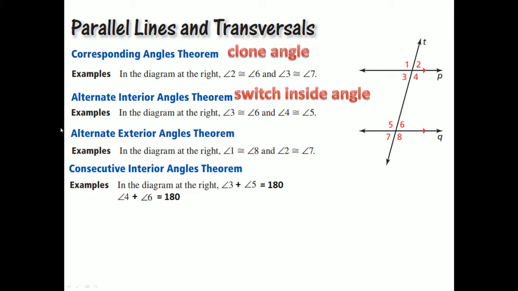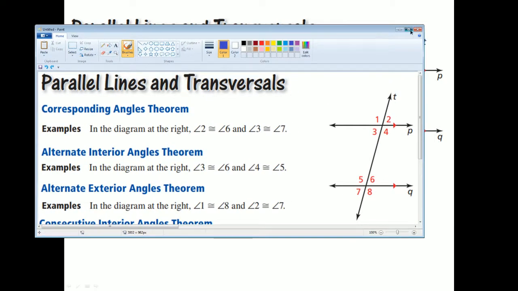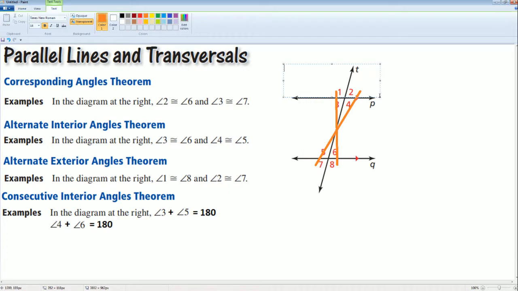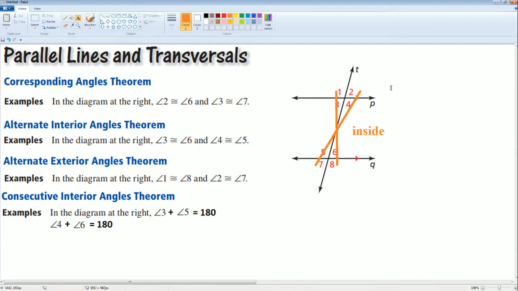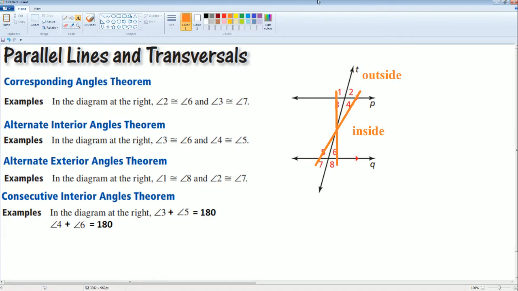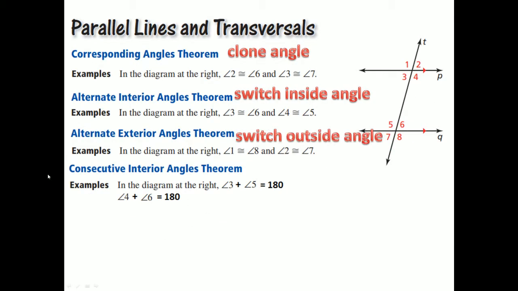Right, 1 and 8 and 2 and 7 are called your alternate exterior angles. Let me show you that. Make that orange. Okay, 1 and 8, as well as 2 and 7. Do you see how it's crossing on the outside? This is the outside here. This is also your outside. In here, that's your inside. Okay? Inside, that's your outside. So it switches on the outside. That's called your alternate exterior angles.